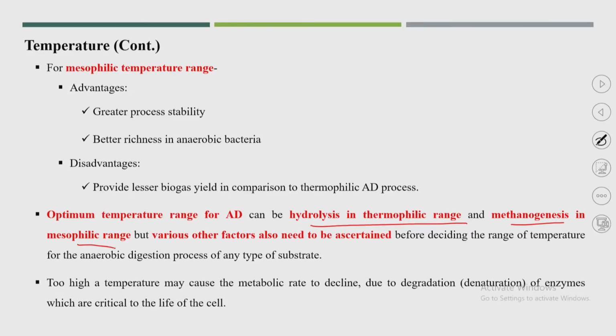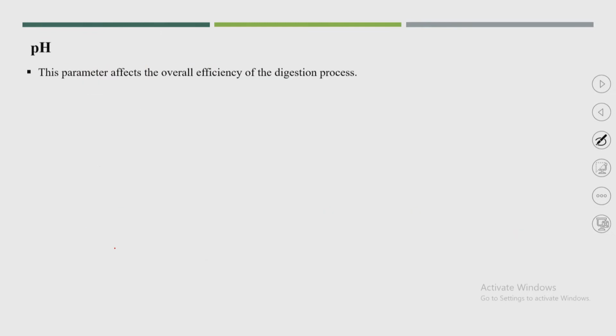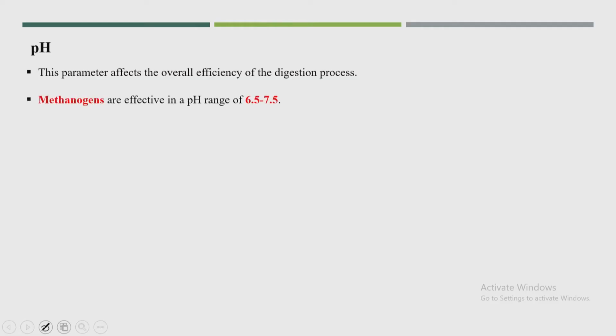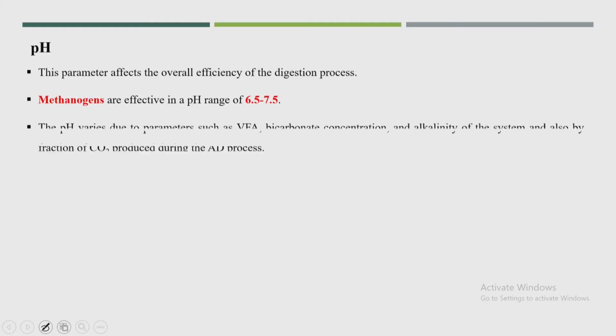Too high a temperature may cause the metabolic rate to decline due to degradation of enzymes which are critical to the life of the cell. Now, the next parameter is pH. This parameter affects the overall efficiency of the digestion process. As I was telling, methanogens are very effective in a range of 6.5 to 7.5, meaning neutral pH. The pH varies due to parameters such as VFA, carbonate concentration and alkalinity of the system, and also the fraction of CO2 produced during the anaerobic digestion process.